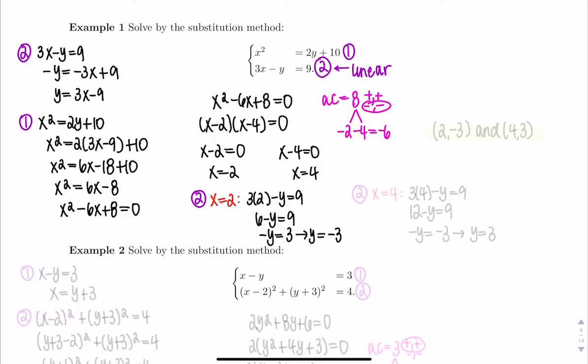Now let's do the same thing for x equals 4. We've got 3 times 4 minus y equals 9. Well, that's 12 minus y equals 9. Negative y equals negative 3, which means that y equals 3. So we have two different ordered pairs: the point 2, negative 3, and the point 4, 3.